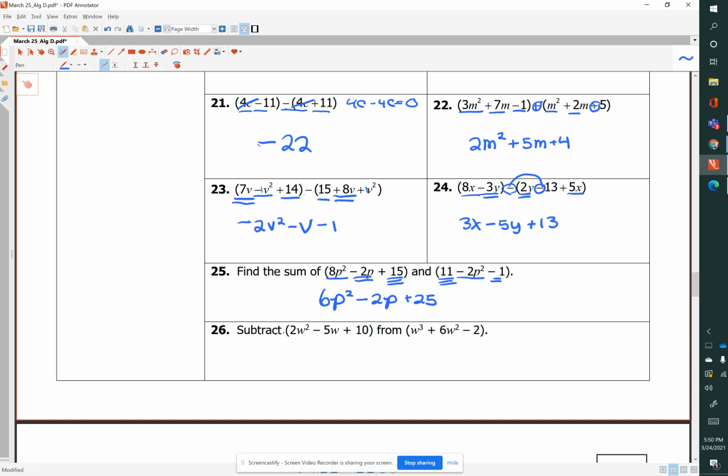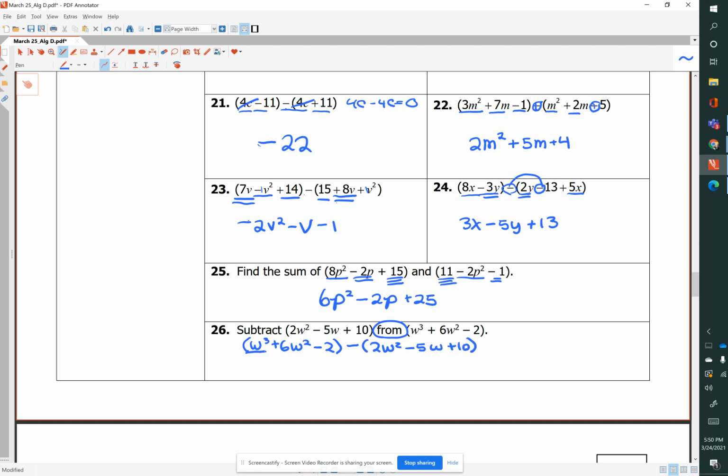Now, we have a turnaround phrase. Subtract 2w squared minus 5w plus 10 from w to the third power plus 6w to the second power minus 2. So let's write that out correctly. W to the third power plus 6w to the second power minus 2, take away 2w to the second power minus 5w plus 10.